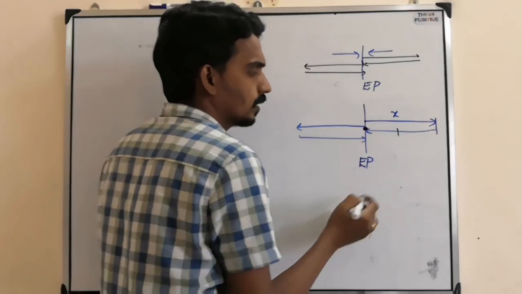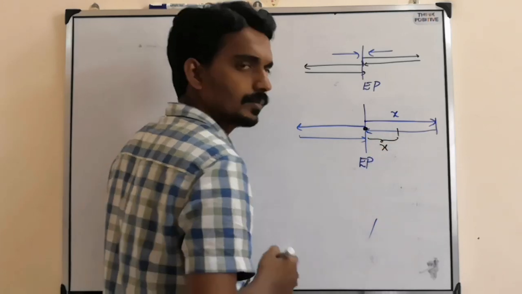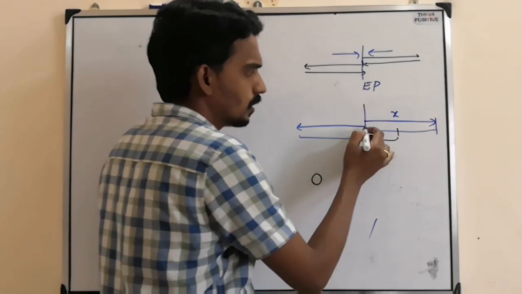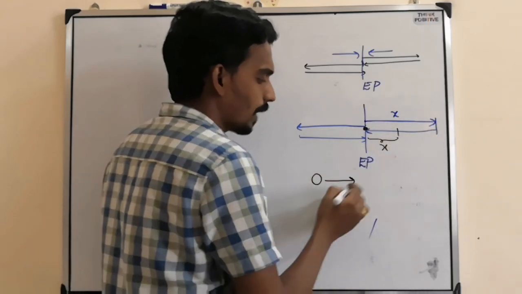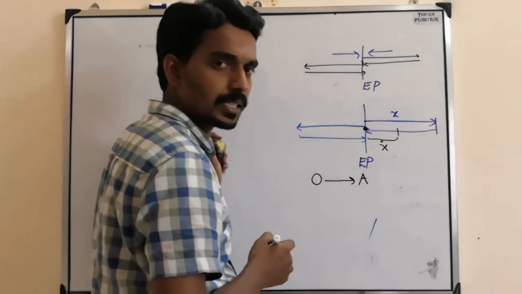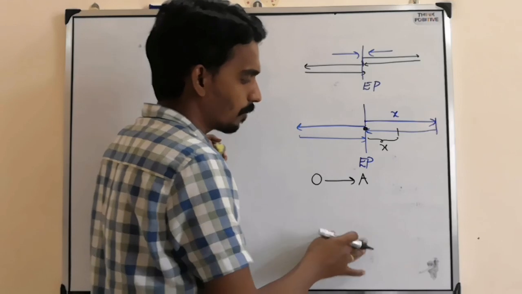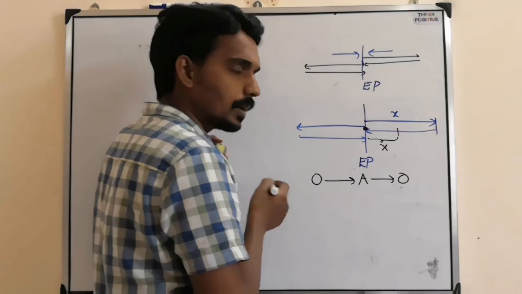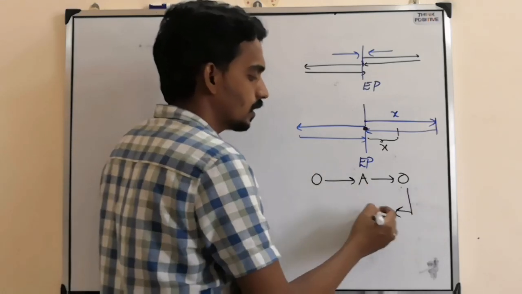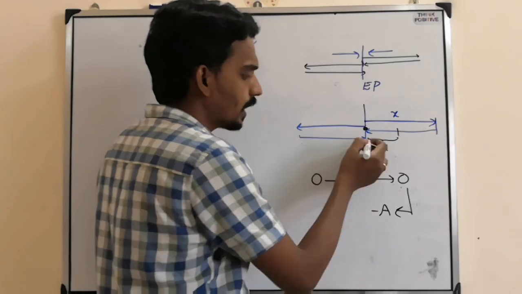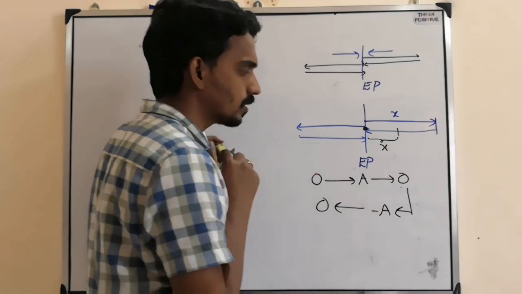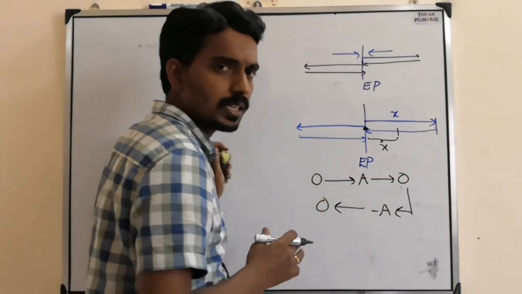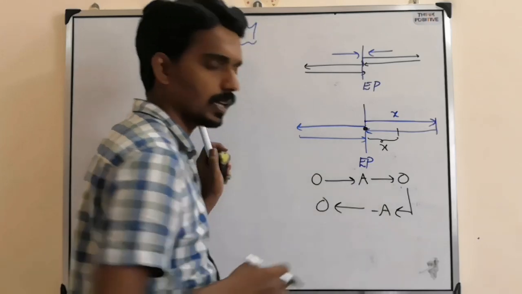At any point the displacement is x, and it varies from 0 to maximum. That maximum is called A. Maximum displacement we represent with A, the amplitude. Then it becomes 0. Then it goes to maximum in the opposite direction, that's why it is minus A. Then again coming back, the displacement becomes 0. So this is called one oscillation. In one oscillation, the displacement changes in this manner.